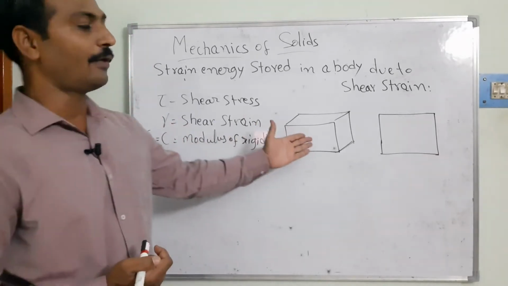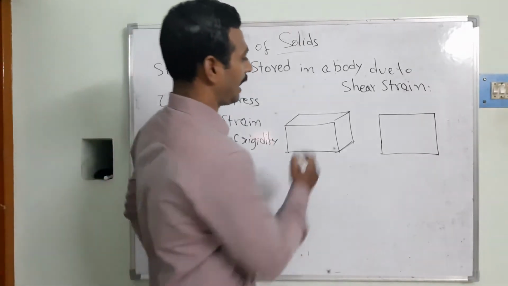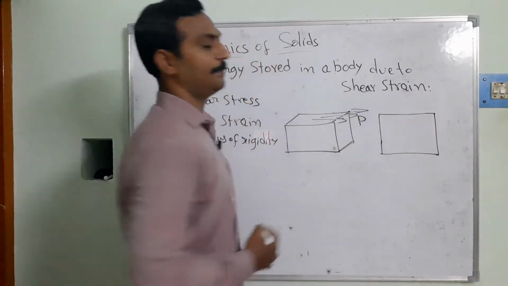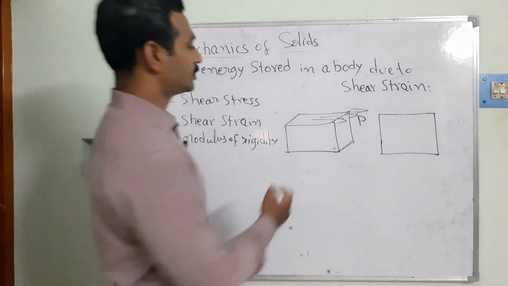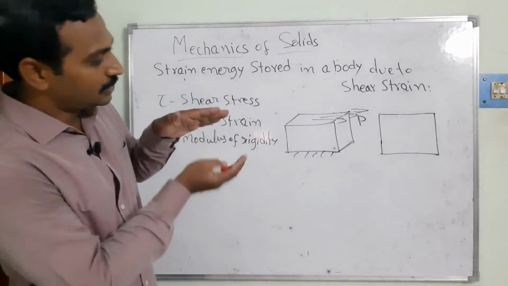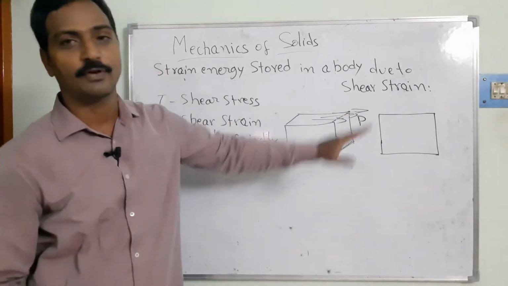For this one, I have taken one rectangle box. I am going to be applying the load tangentially. So then what will happen? Tangentially means that the load is going to be coming on the surface of this one. This is going to be the P. Alright. So then suppose I am fixing the bottom. So then what will happen? When the force is coming on the surface, the layers are going to be forming from this side.